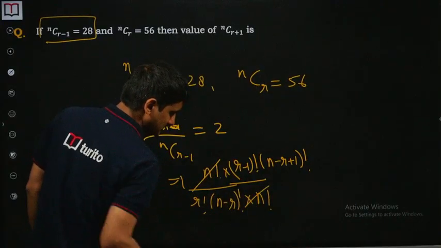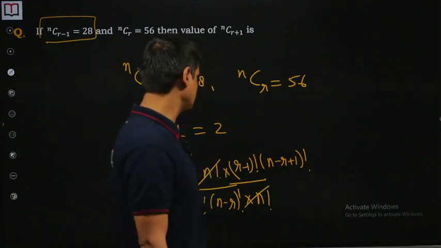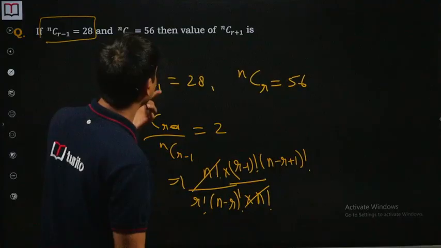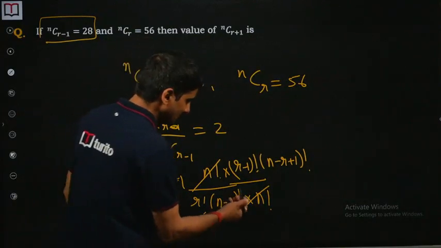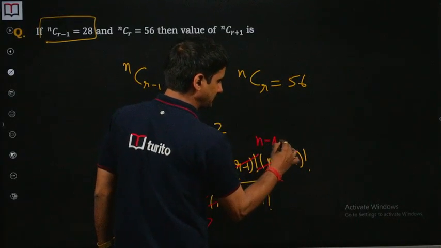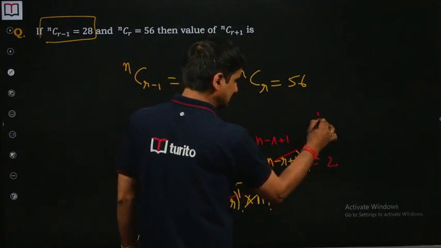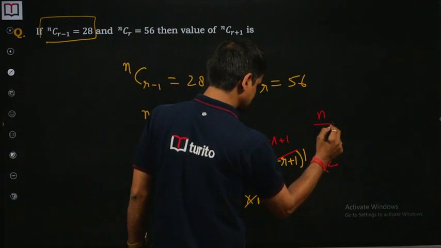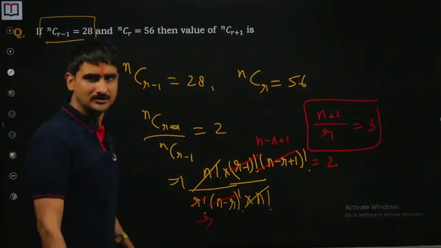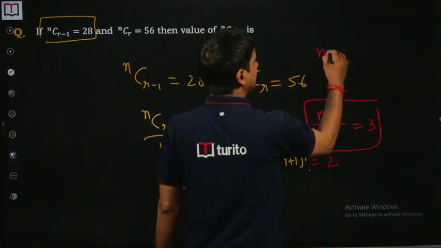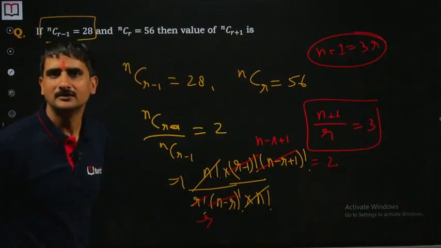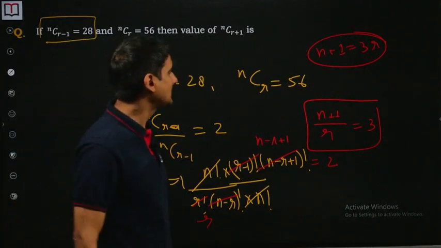We got a question where you are given two consecutive binomial coefficients. If we add them, we will get n plus 1. So let's simplify it. This is nothing but n minus r plus 1 by r, and this is equal to 2. So it's n plus 1 by r is equal to 3, and that's the relation. So n plus 1 has to be a multiple of 3. So n plus 1 is 3 times r.